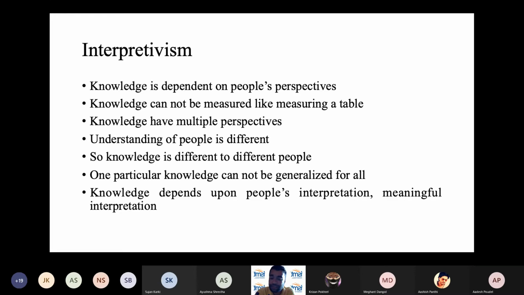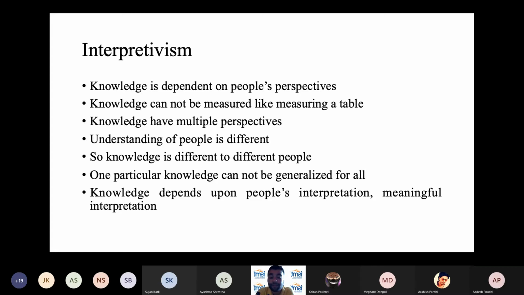So the particular knowledge cannot be generalized to other groups of population, even other similar groups, because it is affected by different factors like demographic factors, social behavior, social context, and social entity. This kind of thing will affect that knowledge. We have already discussed positivism also, where knowledge is not affected by prior experience, bias, social context, and so on. Here the knowledge will be affected by experience, bias, social context and behavior.